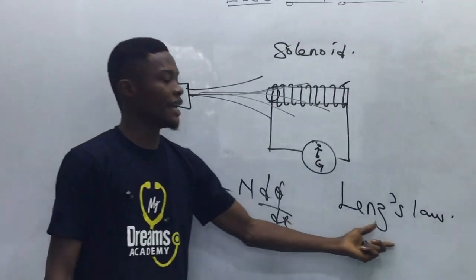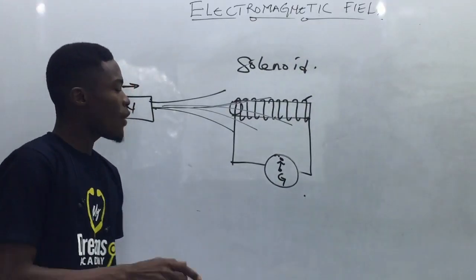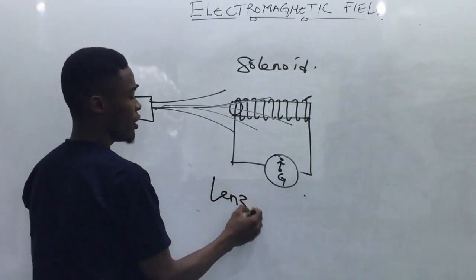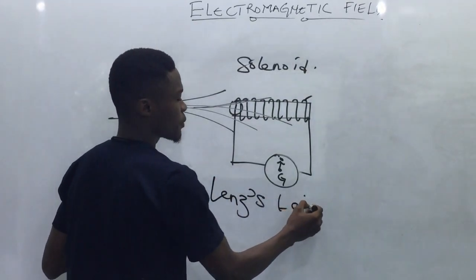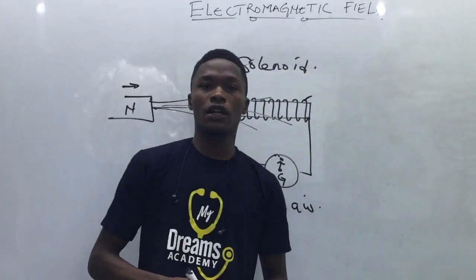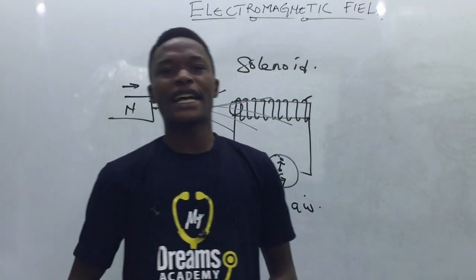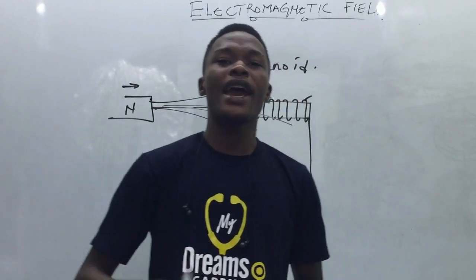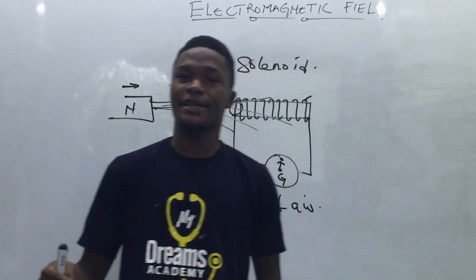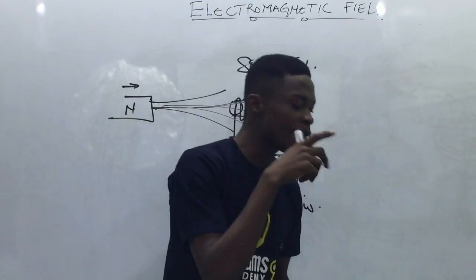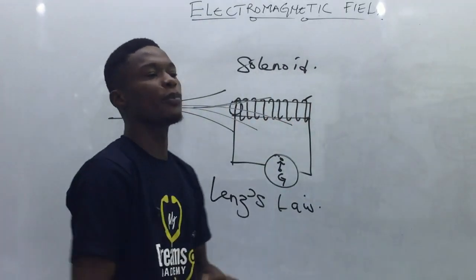Now let's talk about Lenz's law. The statement of that law says that whenever there is an induced EMF, it moves in such a way as to oppose the motion producing it. So the induced EMF moves in such a way as to oppose the motion producing it.